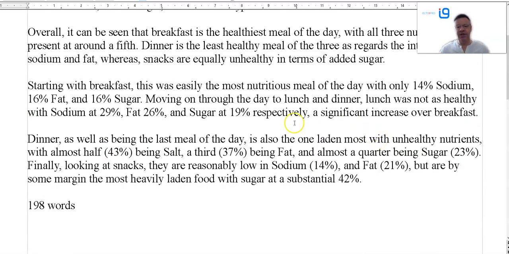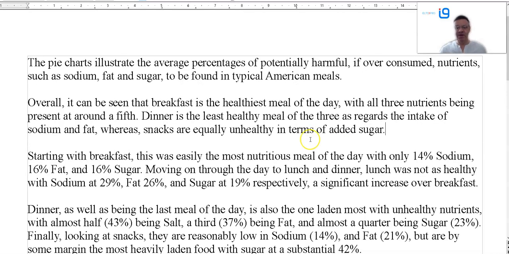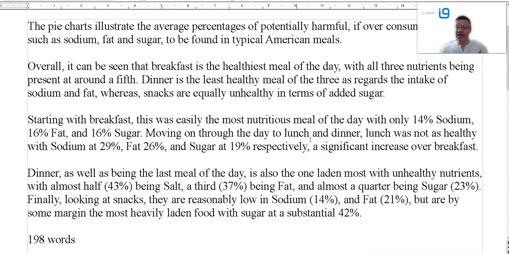Starting with breakfast, easily the most nutritious meal of the day, as in less salt, sugar and fat. Moving through the day to lunch and dinner. Lunch was not as healthy. And dinner, as well as being the last, is the one most laden with unhealthy nutrients. Finally, looking at snacks, by some margin, these are the outlier. These are the ones with the most sugar, because snacks are probably biscuits and crisps.